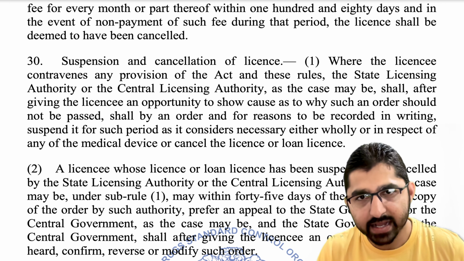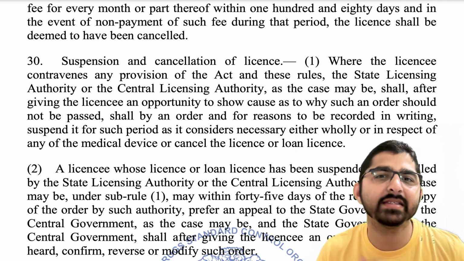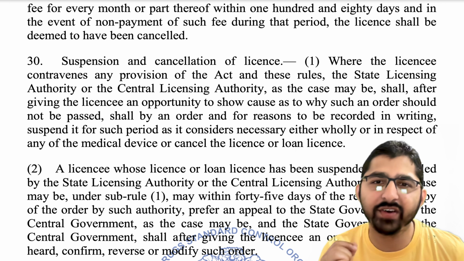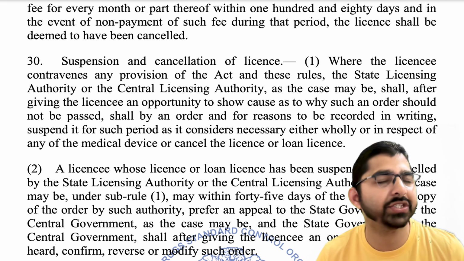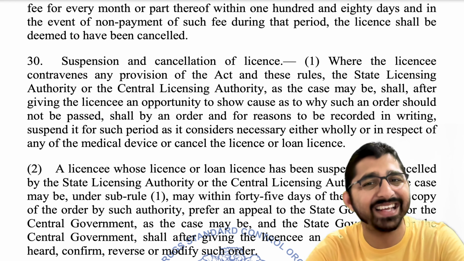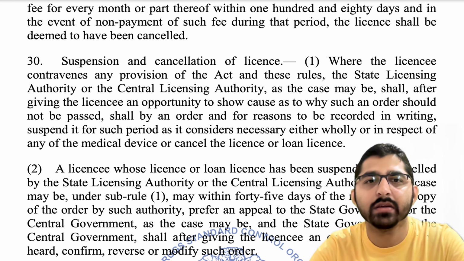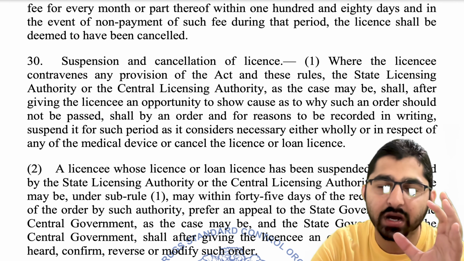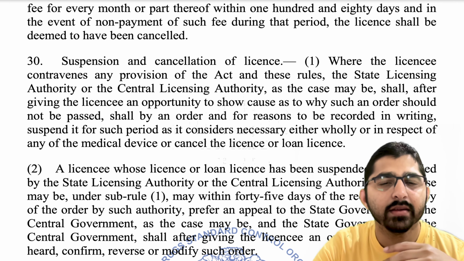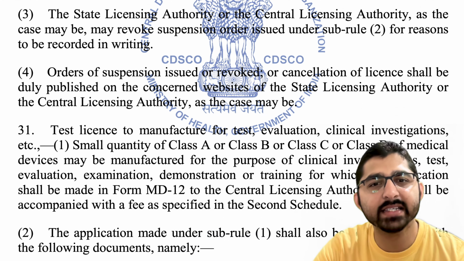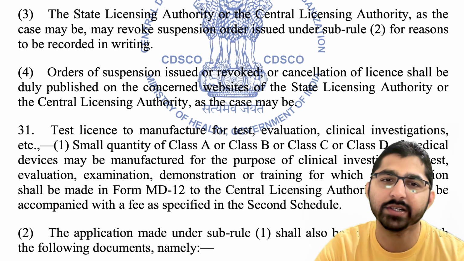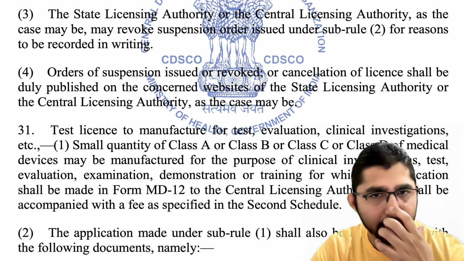A licensee whose license has been suspended or cancelled by the CLA or SLA under sub-rule 1 may, within 45 days of the receipt of a copy of the order by such authority, prefer an appeal to the state government or the central government, as the case may be. So now you're able to understand how the suspension and cancellation of license occurs. Point number 3. The SLA or CLA, as the case may be, may revoke a suspension order issued under sub-rule 2 for reasons recorded in writing.